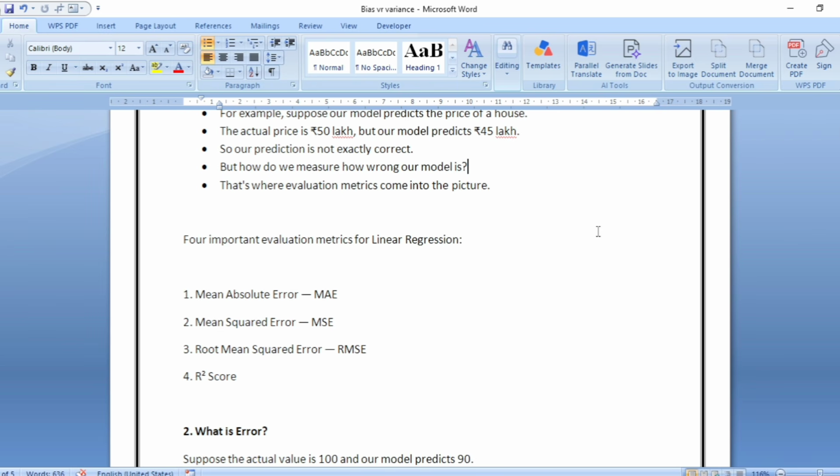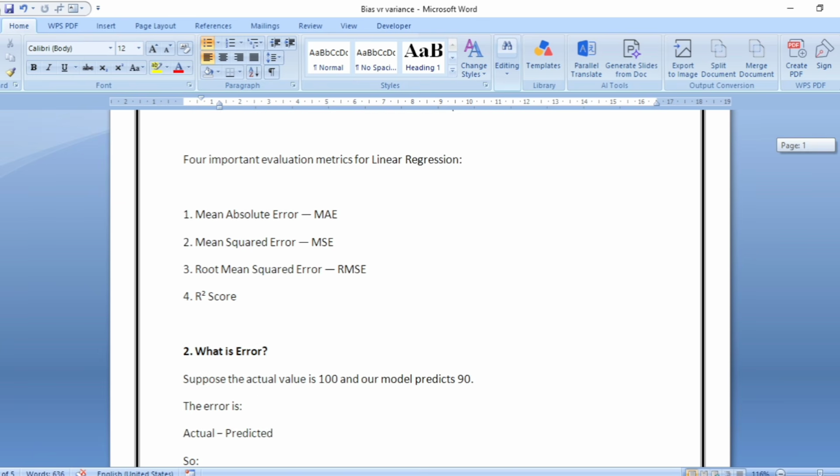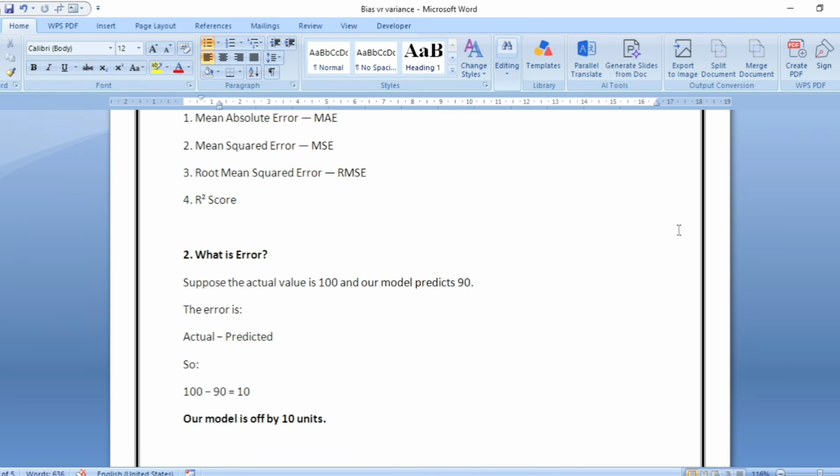Today, we are going to learn 4 important evaluation metrics for linear regression: mean absolute error, mean squared error, root mean squared error, and R2 score. And after understanding the theory, we will implement all 4 of them practically using Python. But first, what is error?